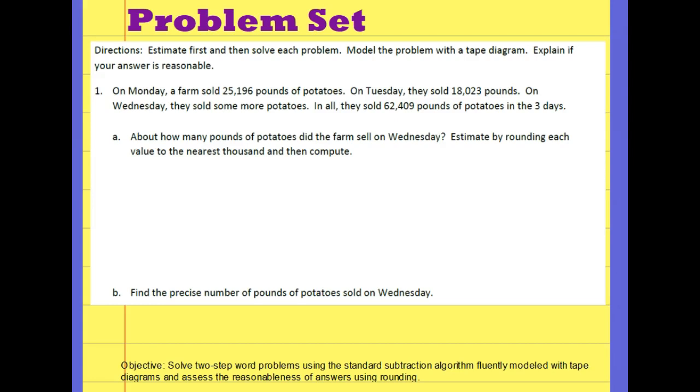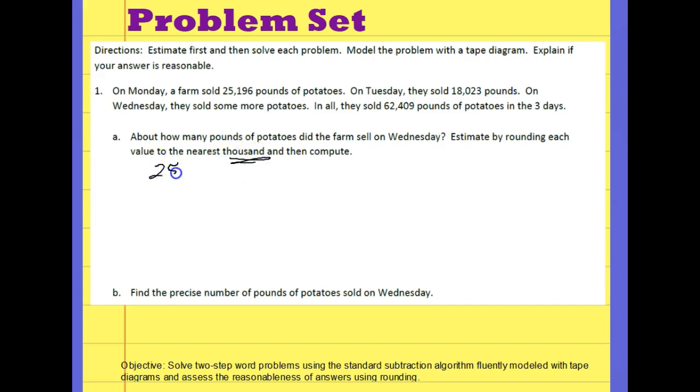Alright, now for your problem set, you're going to estimate first and then solve each problem. Model the problem with a tape diagram. Explain if your answer is reasonable. So what we're going to do here is first we're going to estimate by rounding each to the nearest 1,000.